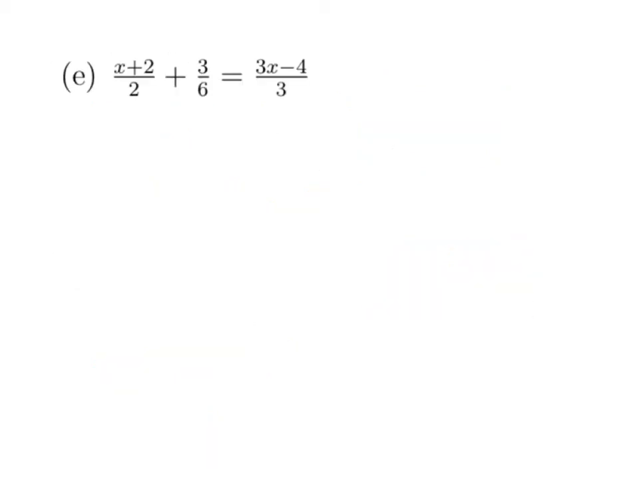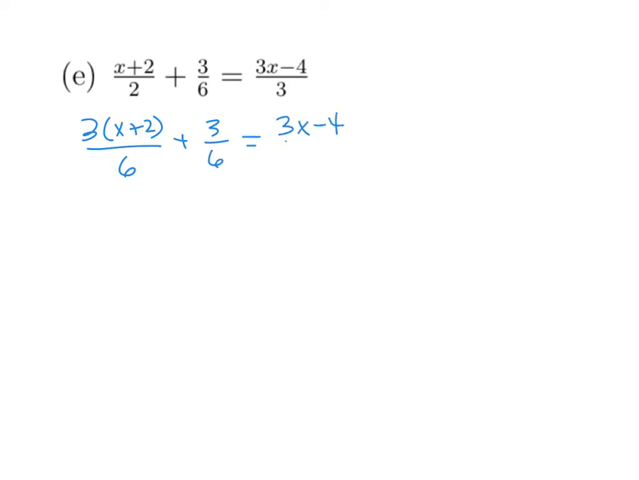Okay, so for this one, what I'm going to do is combine my left side into one fraction by first finding my LCD. LCD of 2 and 6 is 6. So I'm going to have to multiply my first term there by 3 over 3, right, in order to get my denominator to 6. So I'm going to have 3 times x plus 2 over 6, and that becomes 6 if I put 2 times 3, right? Plus 3 over 6 can stay the same.